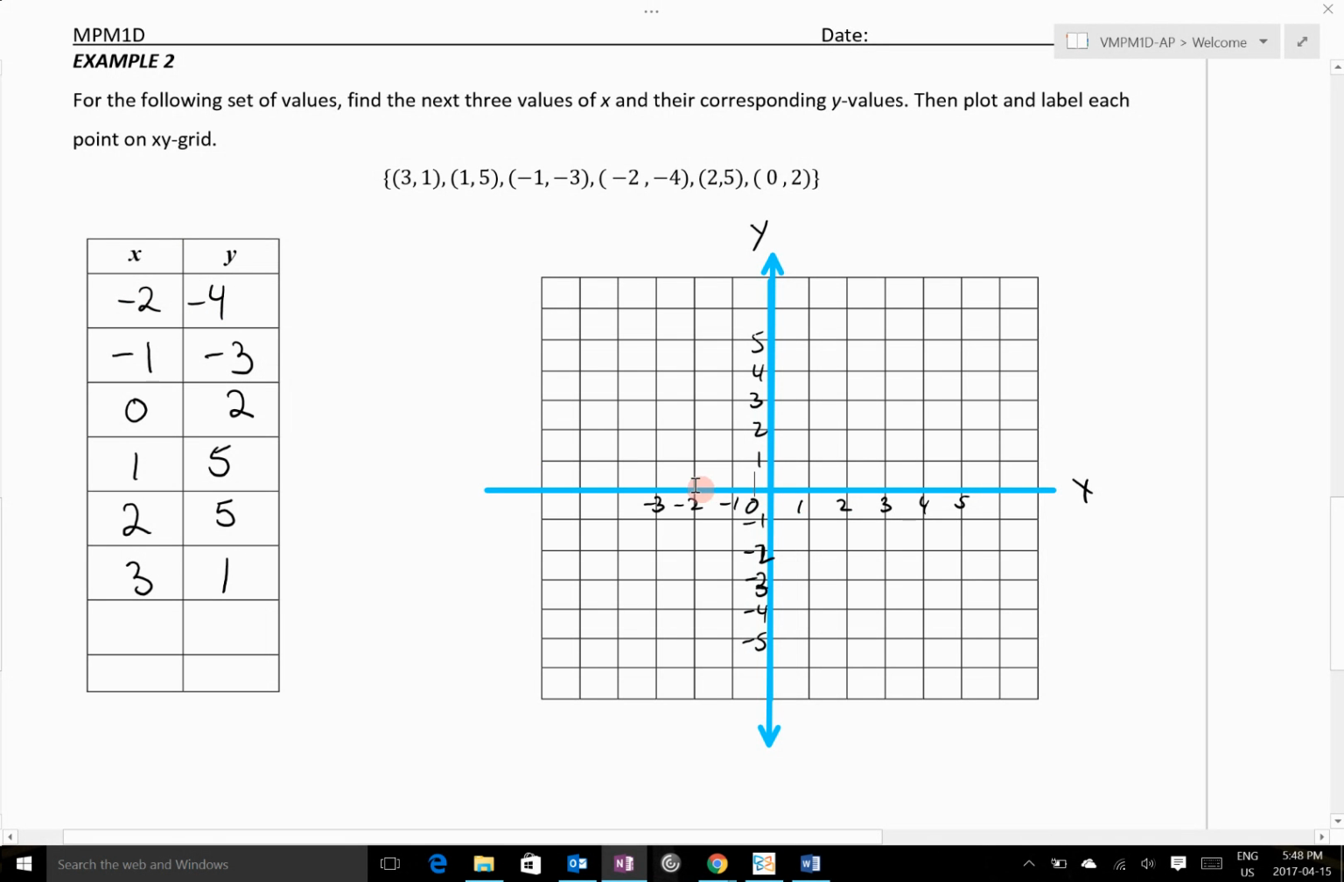So left 2, down 4. There's my first point. Now the next point, left 1, down 3. So left 1, down 3 brings us right there. Then we have (0, 2), so that's up there. And then we have (1, 5), (2, 5), and (3, 1).